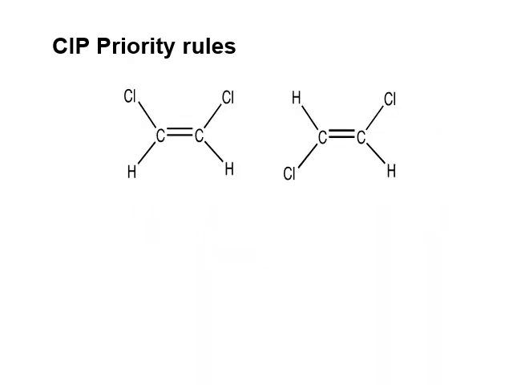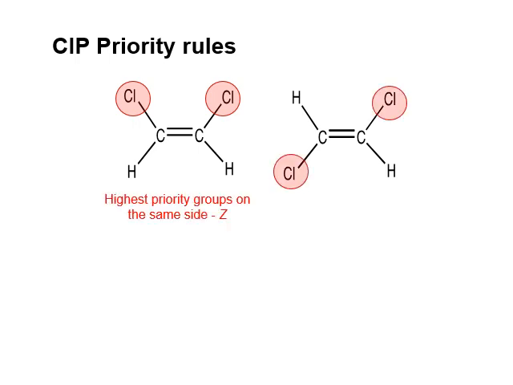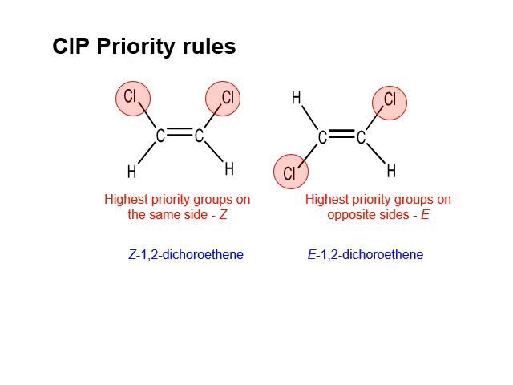Another example then, we've got dichloroethene. Each carbon has a hydrogen and a chlorine, and you should be able to spot that obviously the chlorine has got the highest atomic mass. So in each case, it's the chlorines that are the highest priority. So in your left-hand isomer there, your two highest priorities are on the same side. So that's the Z isomer. On the right-hand side there, you've got the two highest priority groups on opposite sides of the double bond. So that is the E isomer. So that is Z-1,2-dichloroethene, and this is E-1,2-dichloroethene.